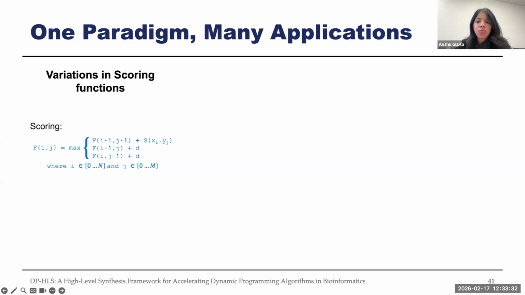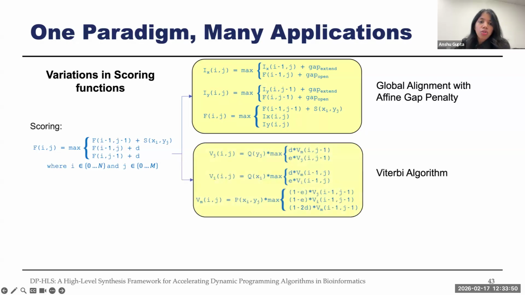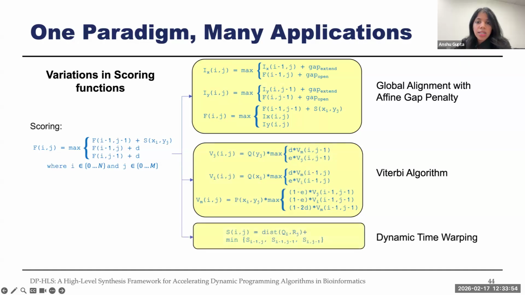Now, so far I've shown you variations which are mostly limited to some parametric configurations. However, I also want to emphasize that the variations can go beyond that. For example, we can also modify the entire scoring function to something like this if you want to align sequences using affine gap penalty, which means penalizing different gap lengths differently. Or to something like this if you want to implement the Viterbi algorithm. Or it can be modified like this if you want to perform dynamic time warping.